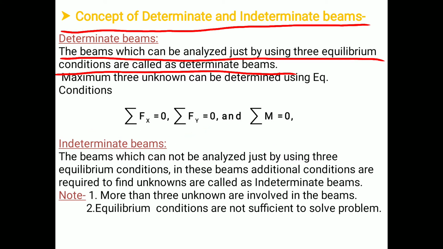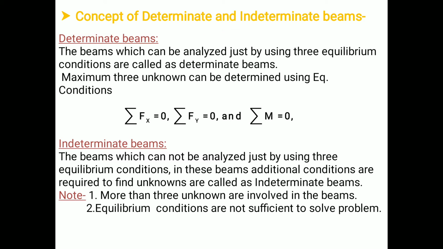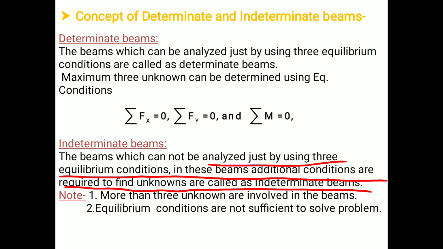Next one, indeterminate beam. The beams which cannot be analyzed just by using three equilibrium conditions. In this beam, additional conditions are required to find unknown reactions, and it is called an indeterminate beam. So in case of indeterminate beam, the three equilibrium conditions are not sufficient to make the analysis. We will require an additional equation to find out the unknown reactions. So it is known as indeterminate beam.